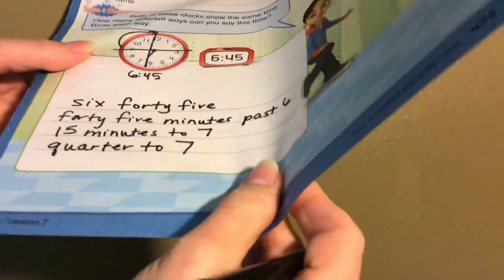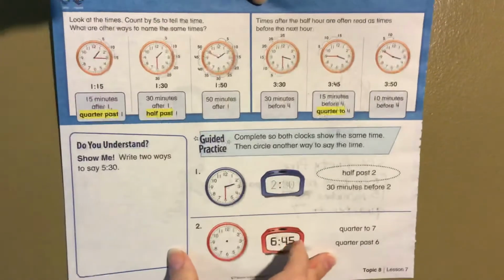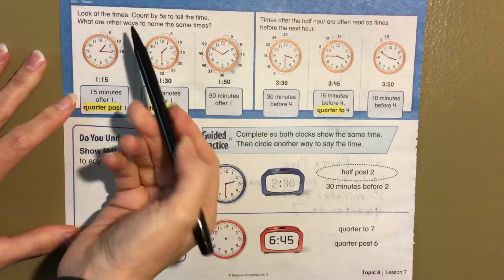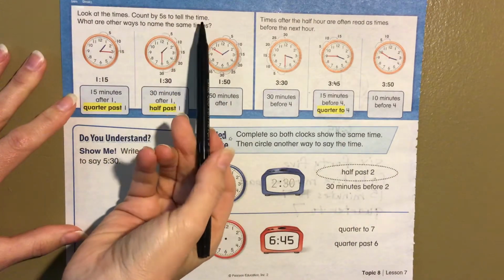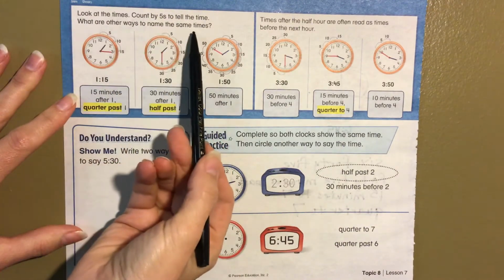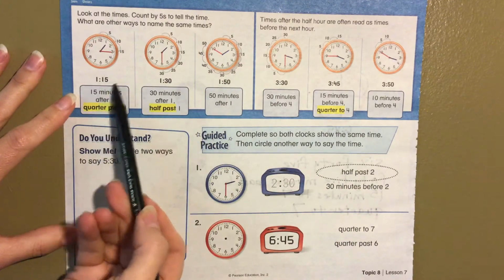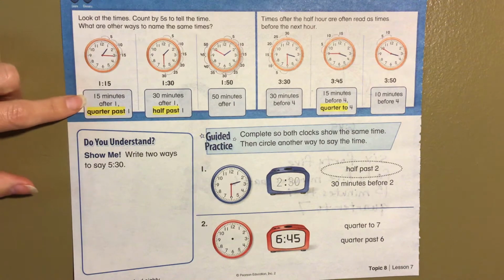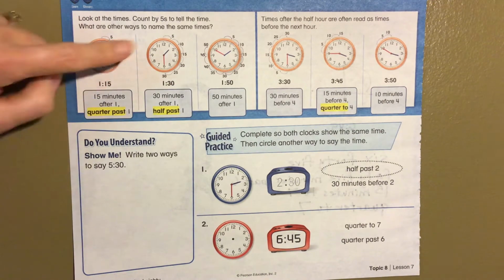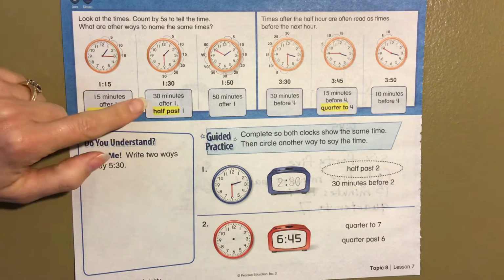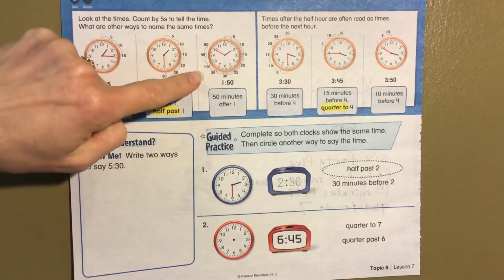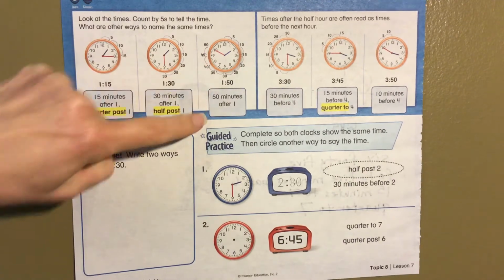So let's go ahead and go on to our back page here and take a look. All right, look at the times. Count by 5s to tell the time. What are other ways to name the same times? So here's 1:15. 1:15 can also be known as 15 minutes after 1. 1:30 can also be 30 minutes after 1. We could do 50 minutes. 1:50 is 50 minutes after 1.